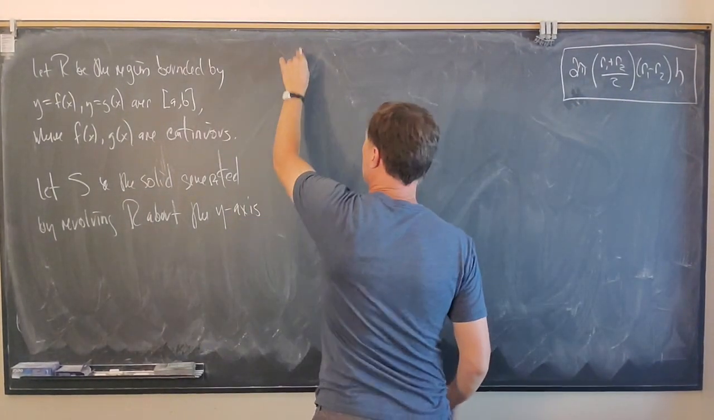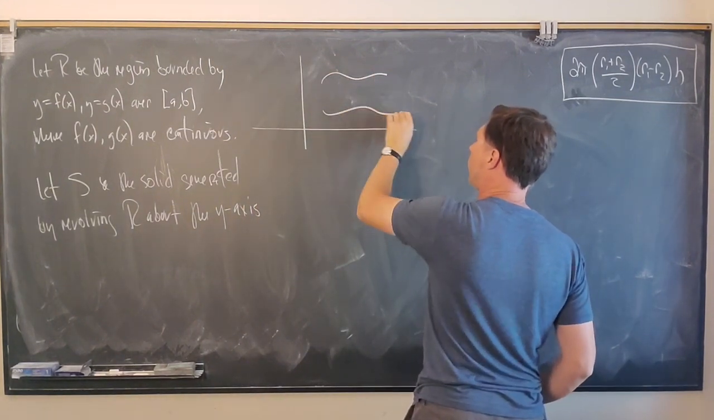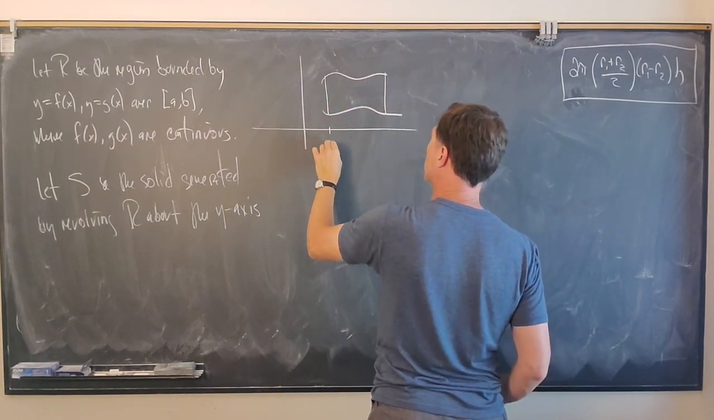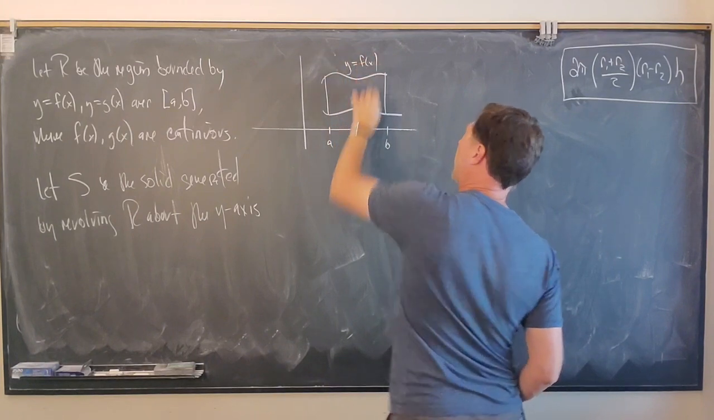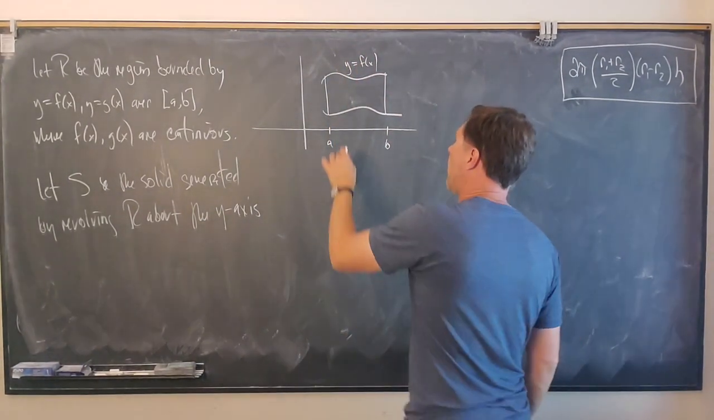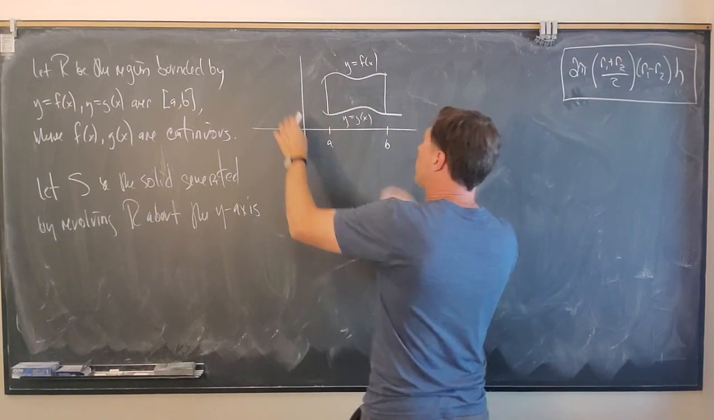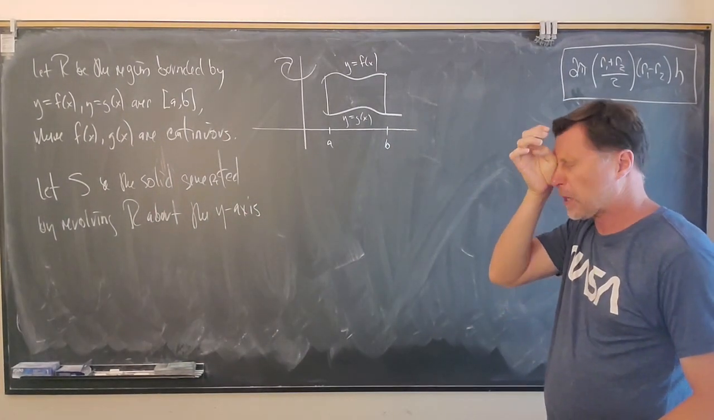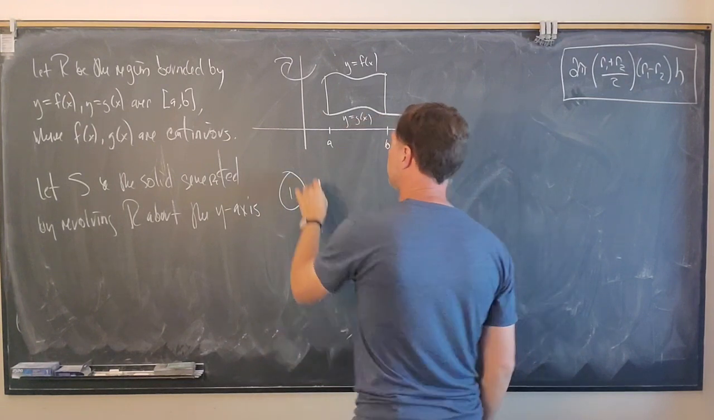So the picture goes like this. There's a, there's b. I'm thinking of y equals f of x. The f of x function is the upper one, and then y equals g of x is the lower one. So here's our region. We're revolving around the y-axis. Okay, so now I want to do the usual setup. So step 1.